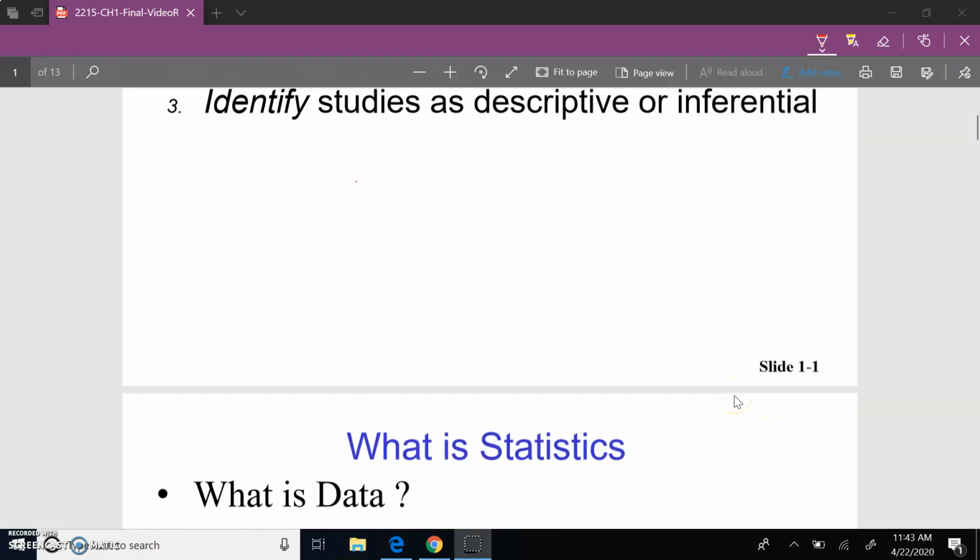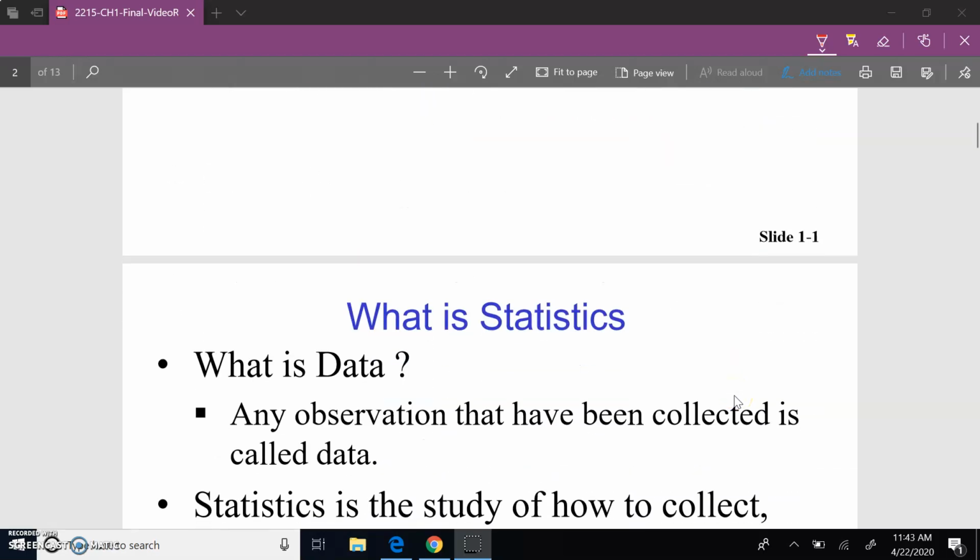So let's start. First of all, what is data? Data is any piece of information or observation that has been collected. When you collect some information, you have a certain purpose in mind. You don't collect any information just for the sake of it. For example, let's say I want to know the average height of the students in my class. I will take the heights of all the students in my class, add them and divide by the number of students. In this way, I will get the average height of the students in my class.